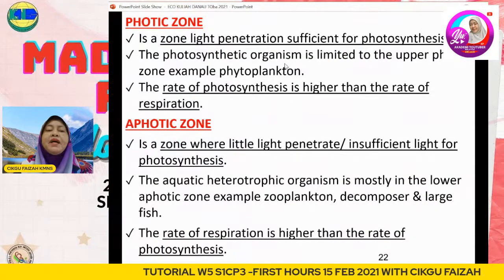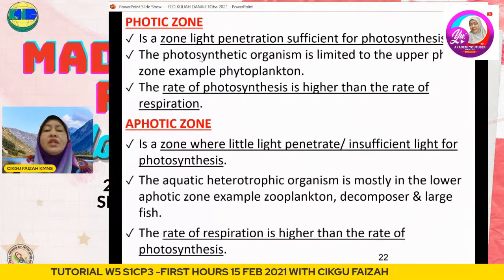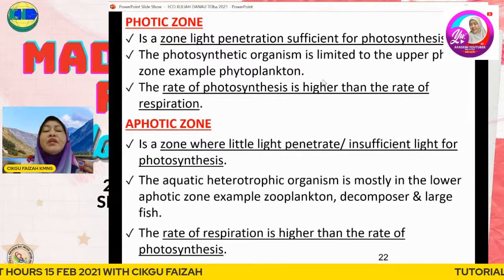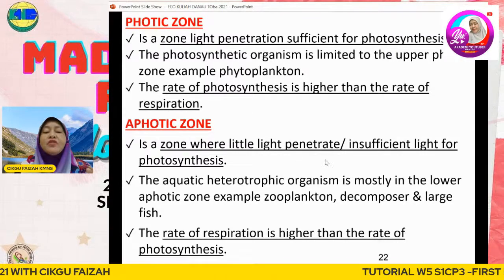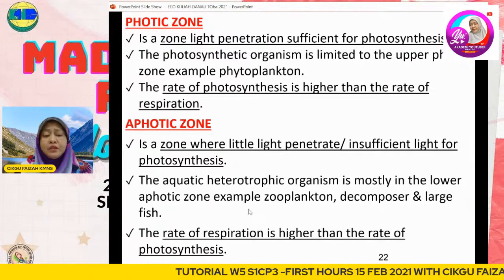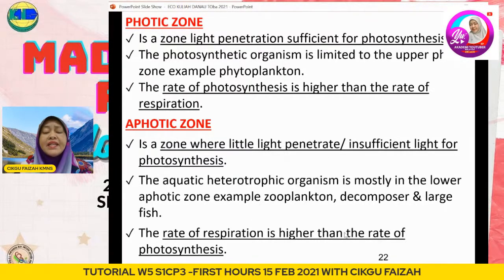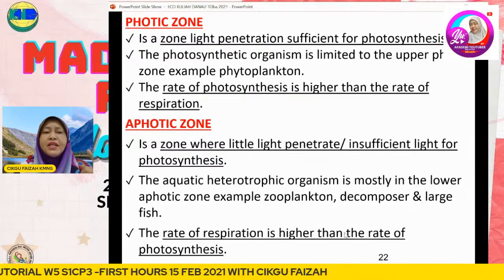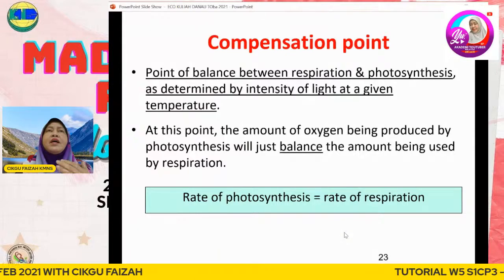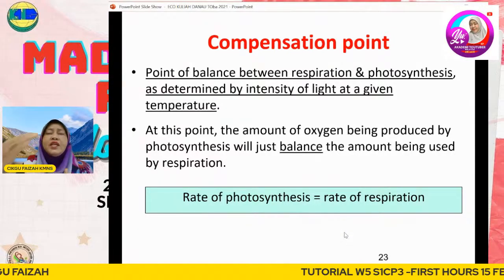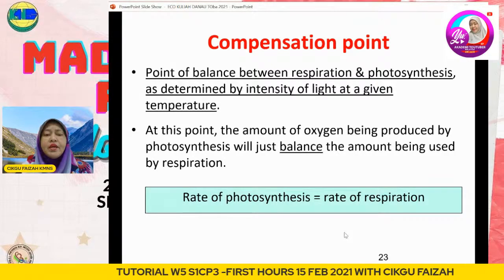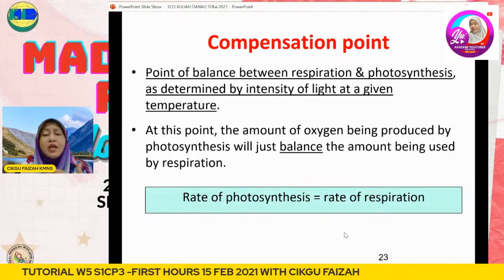Okay, bila cukup sufficient cahaya, light penetration, the rate of photosynthesis will be higher compared to the rate of respiration. And aphotic pula, the rate of respiration will be higher than the rate of photosynthesis. That is the concept. So when we learn about this zone penetration, between sufficient light and insufficient light, they will create satu point. So what is this point?